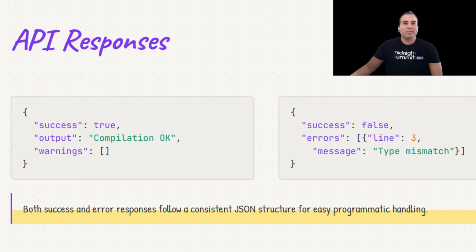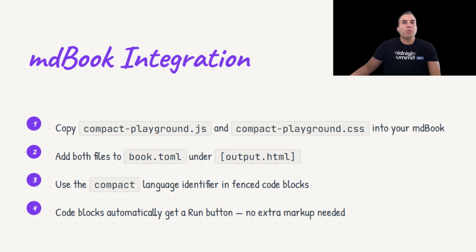This consistency makes it easy to build tools on top of the API. You always check success, then look at either output or errors. If you're writing documentation with MDBook, integrating the playground is 4 steps.